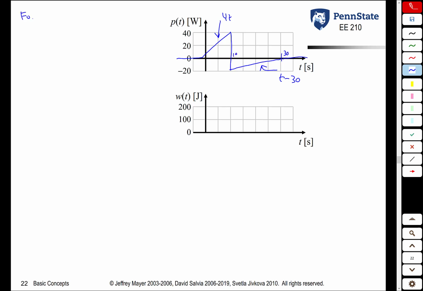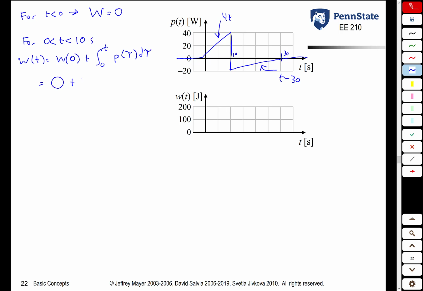Now, what is energy? For t less than 0, the energy is 0. Okay, how about between 0 and 10 seconds? We get the energy is the energy at time 0 plus the integral from 0 to t of p of tau d tau. The energy at time 0 was 0, so 0 plus the integral from 0 to t. P of t is 4t, so p of tau is 4 tau d tau. And notice, once again, we're using this dummy variable tau.